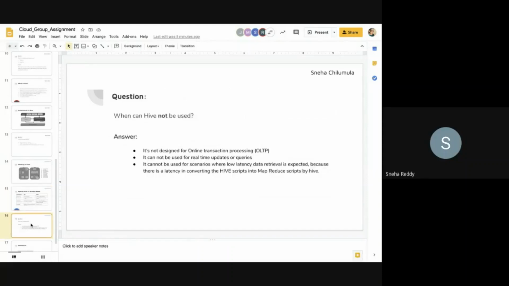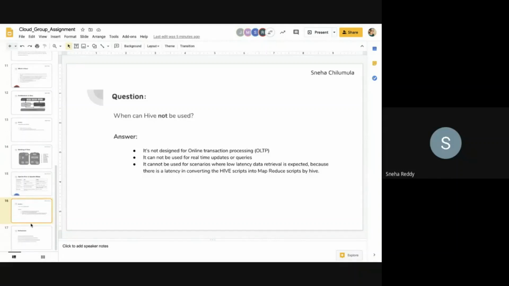Moving to my question, when can Hive not be used? Hive is not designed for OLTP. It cannot be used for real-time updates or queries, and it cannot be used for scenarios where low latency of data retrieval is expected, as there's a latency in converting the Hive scripts into MapReduce scripts.